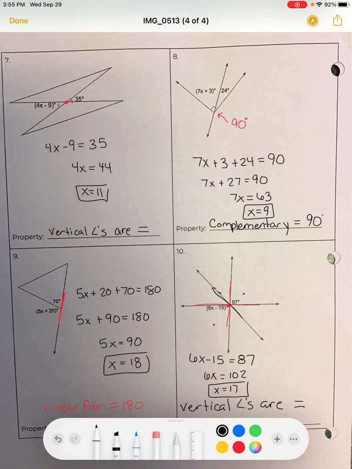So those are angle relationships. And are they equal? Do they add up to 180? Do they add up to 90? And then solve for x.